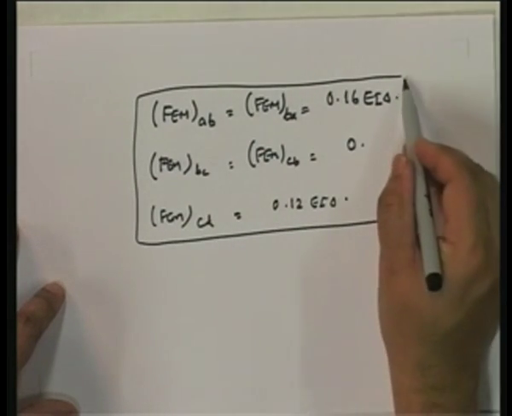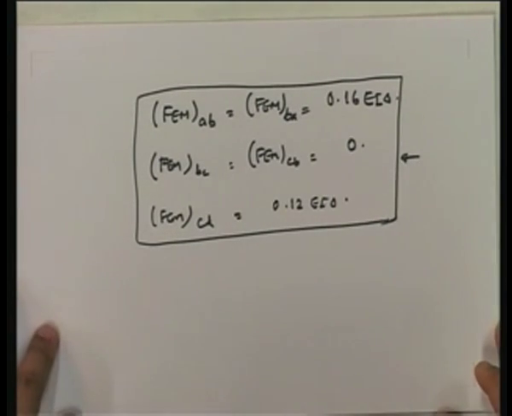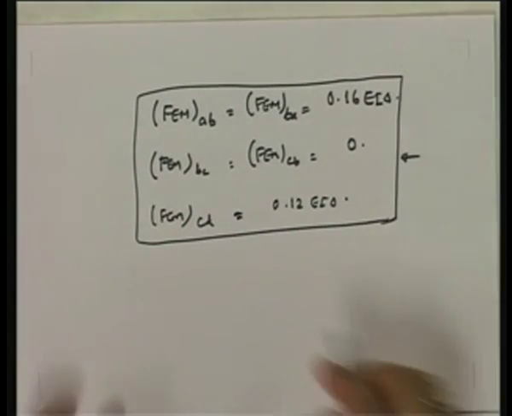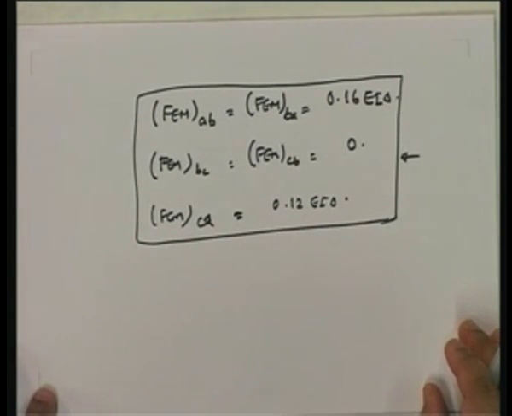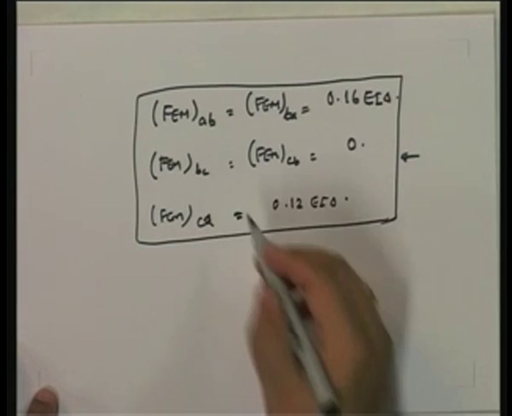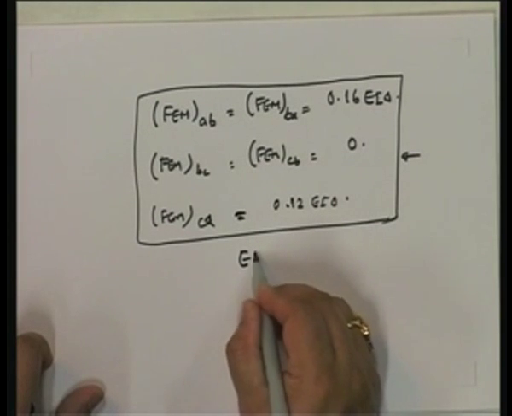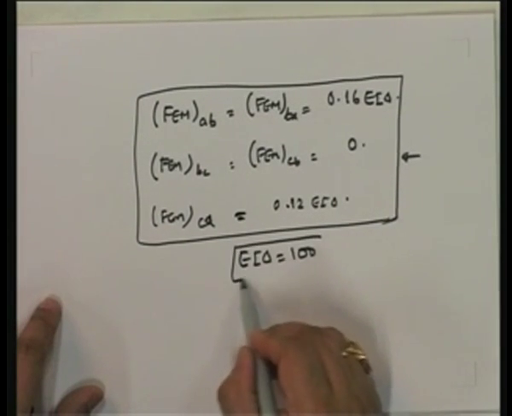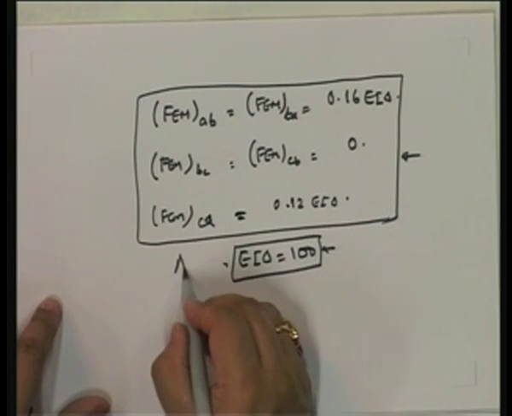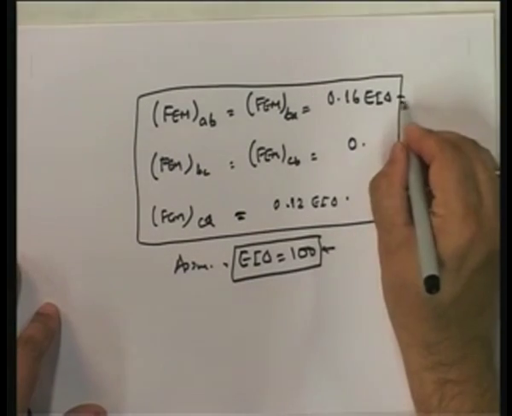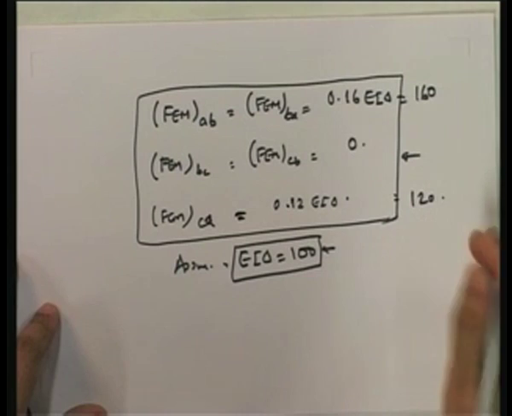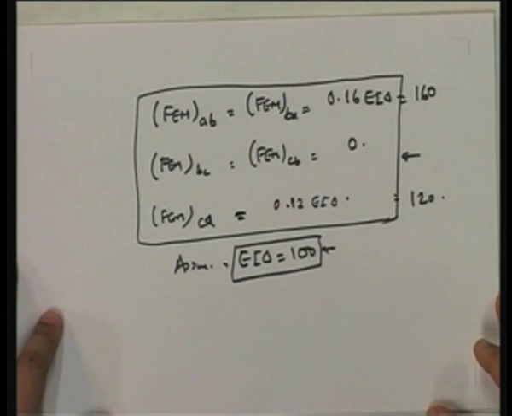Note that the fixed end moments depend on delta. Now what I am going to do is assume a certain value of delta. If I assume a particular value, then what happens? Let's assume that EI delta is equal to 100. I am just going to assume it and then we will see what happens. In that case, this will be equal to 160, and this becomes equal to 120. Now I have numbers with which I can do a moment distribution.